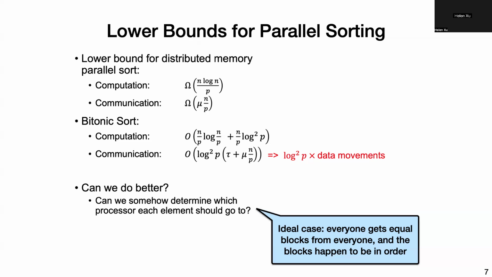Okay, so it's not ideal to be log squared p off of this lower bound. And like I said, in the ideal case, you know upfront where every element is going, and also that everybody else is getting equal blocks from you, and also that the blocks happen to be in order as well. It doesn't really matter for the communication time, but if you knew upfront where every element was going, you would have to put them in order, like first all the elements going to processor 0, and then all the elements going to processor 1, and so on up to the end. So you have to do some local reshuffling, which counts in the computation time, but potentially less than local sorting.